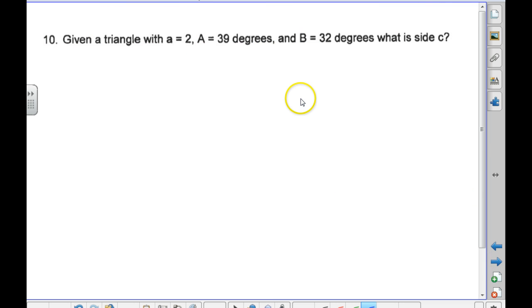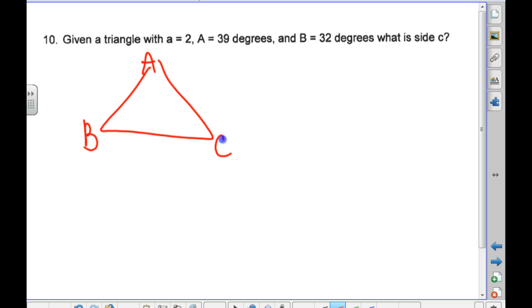Right, number 10 says we're given a triangle. Side A is 2, angle A is 39, B is 32 degrees, and what is the length of side C? All right, I need to find the missing angle. So 180 minus 32 and 39 is 109 degrees over here at angle C.